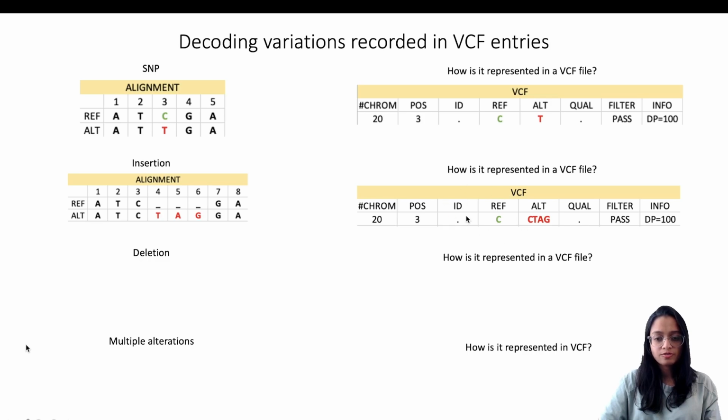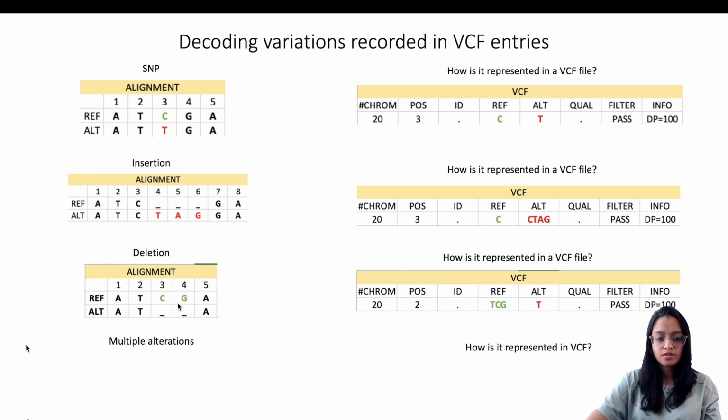So in the VCF file, the alternate allele would also include a base preceding the insertion, so we could easily identify at what position there is an insertion in the alternate allele. Now taking a look at the deletion event, here we can see that there are two bases in the alternate allele at position 3 and 4 that are deleted. So while reporting a deletion in a VCF file, the alternate allele reports the base before the deletion.